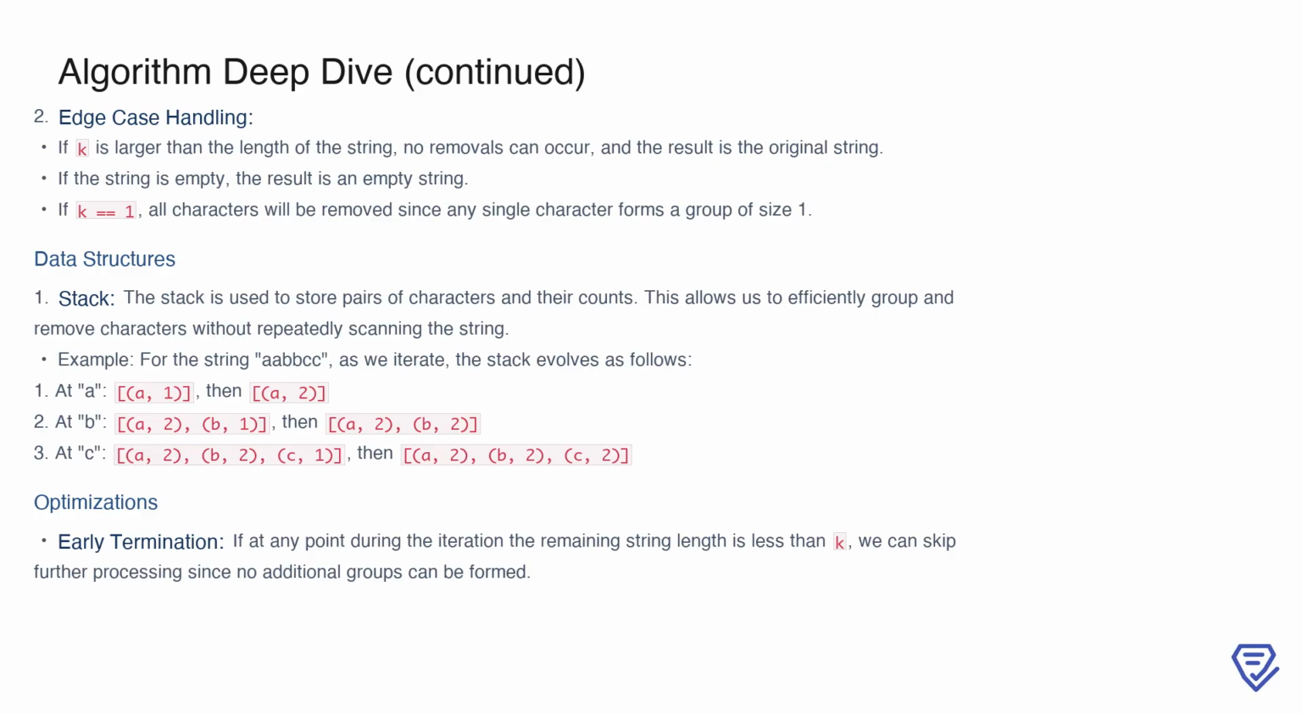For instance, with the string aabbcc, the stack progresses step by step. Starting with a, the stack first holds a1, then a2. When we move to b, it becomes a2, b1, and then a2, b2. Finally, for c, it updates to a2, b2, c1, and then a2, b2, c2. This systematic grouping ensures that we can efficiently identify and remove duplicates as needed.